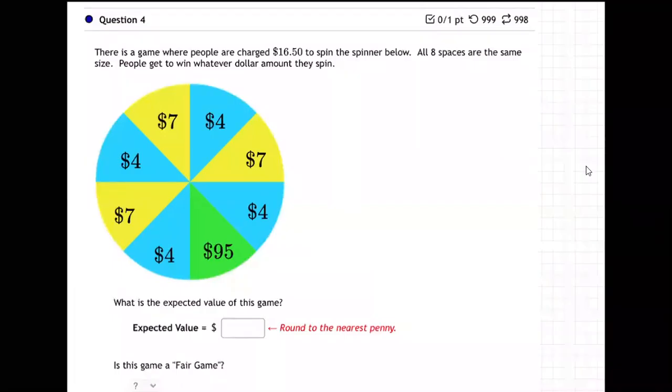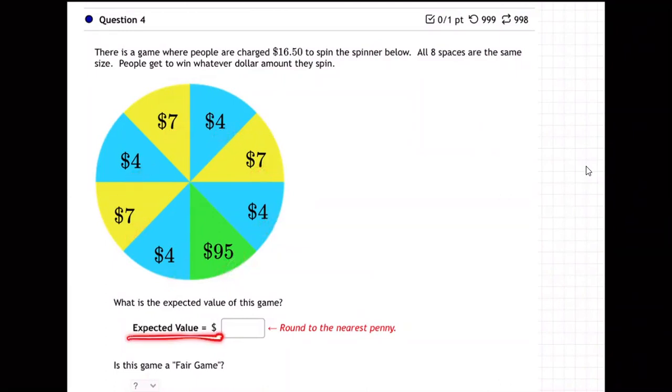Okay, so there's a game where people are charged $16.50 to spin the spinner here. All 8 spaces are the same size. People get to win whatever dollar amount they spin. So notice there are different dollar amounts. You can win $7 or $4, $7 or $4, $95 if you get that spot, and then a bunch of other $7s and $4s. Okay, so how do we do this?